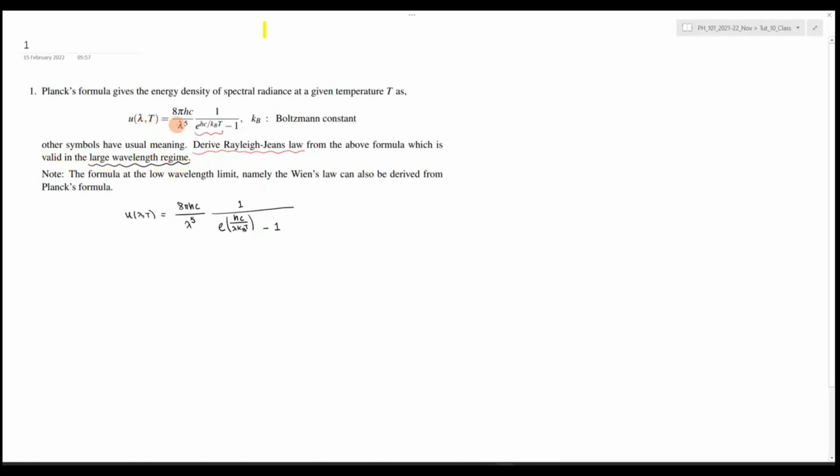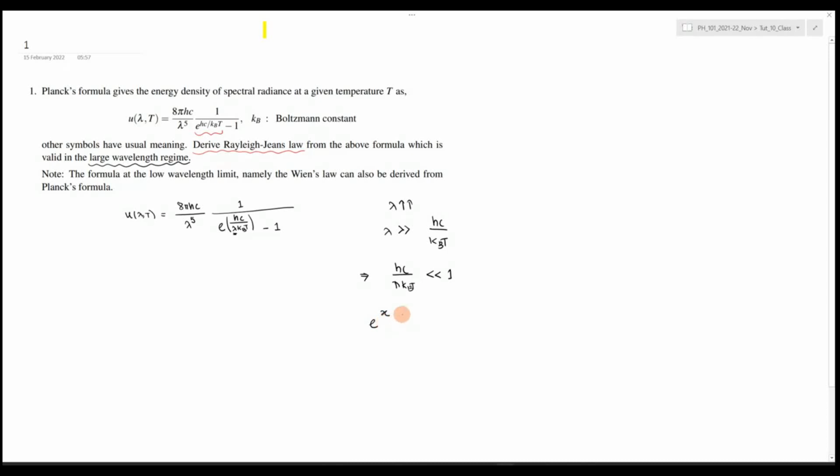So there was one slight typo. There was one lambda missing inside here. If you see hc by kbt, there is a missing lambda, so let's put this lambda. For the large wavelength regime, we have to find the energy density. If lambda is very large, suppose my lambda is greater than hc by kbt, then hc by lambda kbt will be very much less than 1, right? Everyone agrees? Yes.